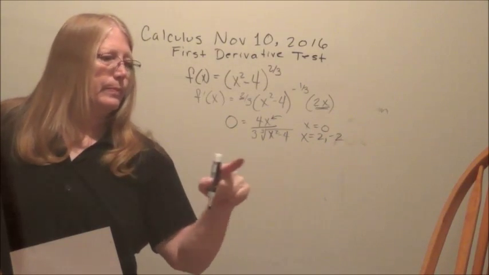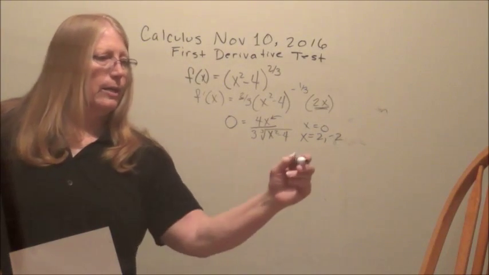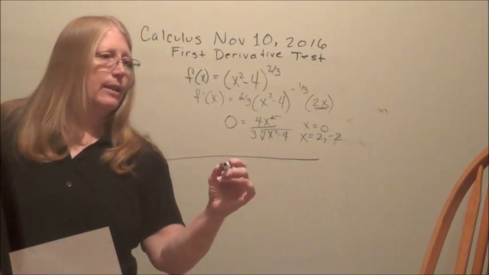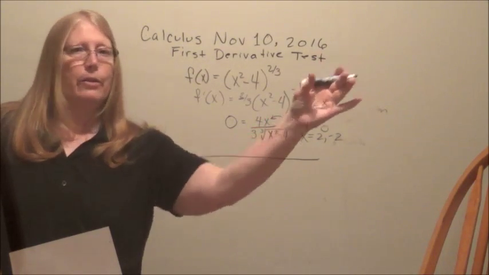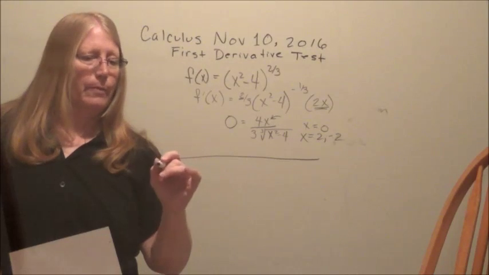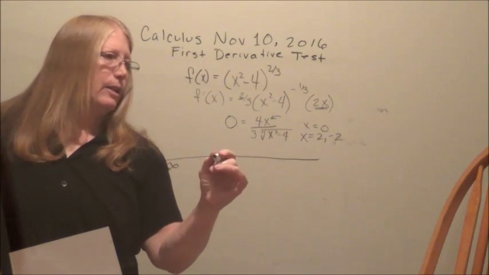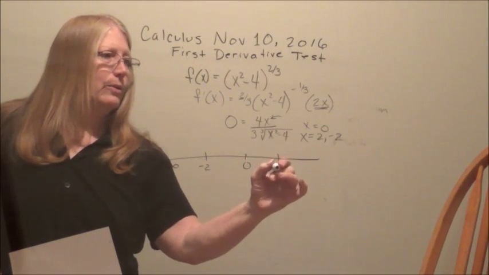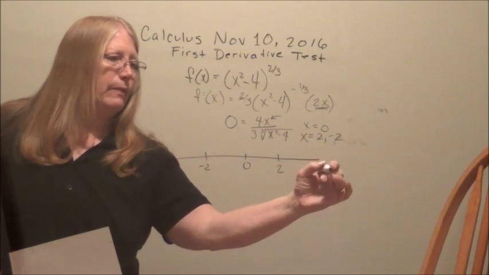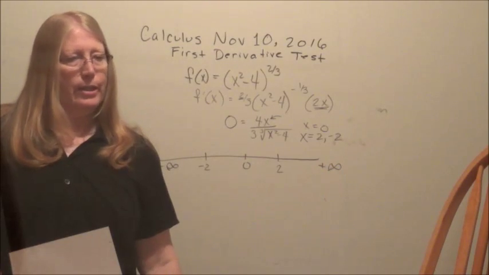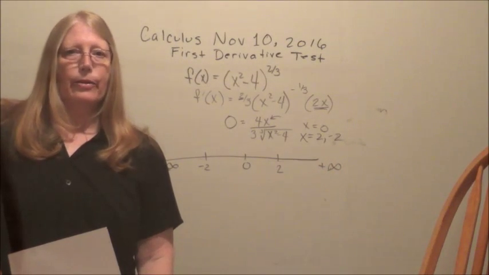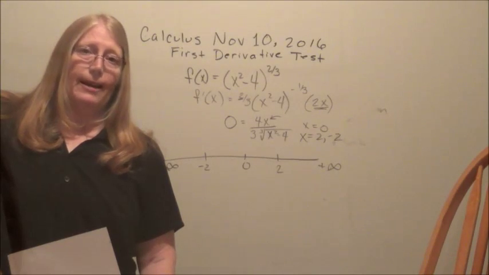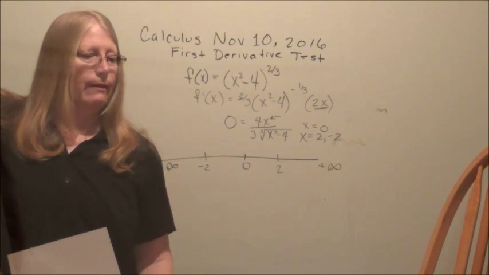Alright, so those are our values that we're going to put on the number line. So x equals, this time I didn't give you an interval, so we'll just come from negative infinity to negative 2 to 0 to 2 to positive infinity. So those are our test intervals, and in those we're looking for where the derivative changes from a negative to positive or positive to negative.